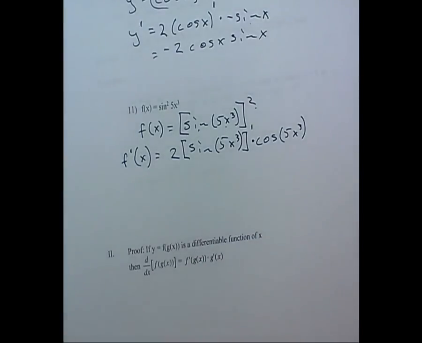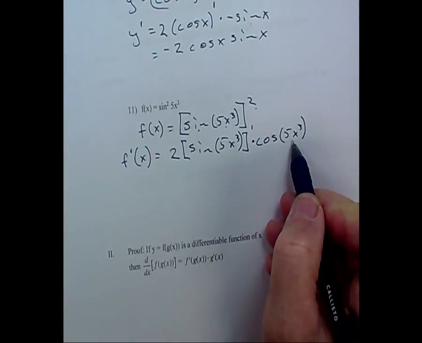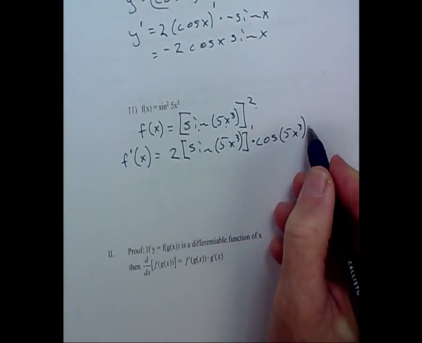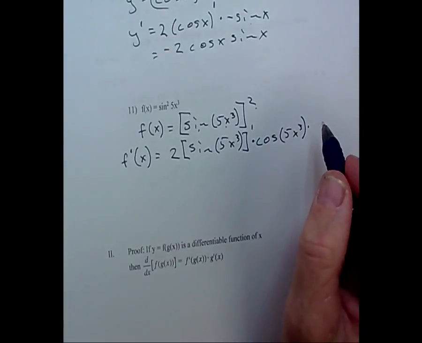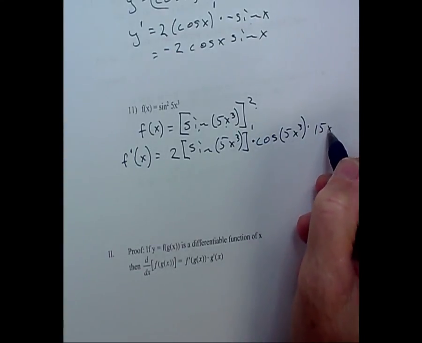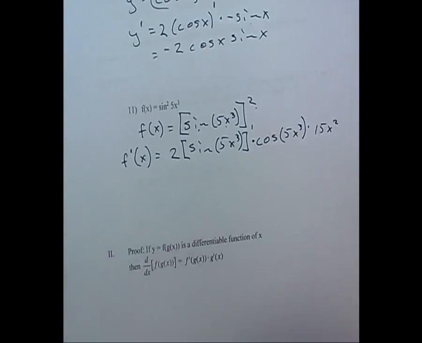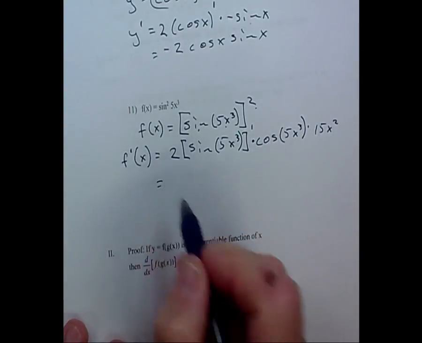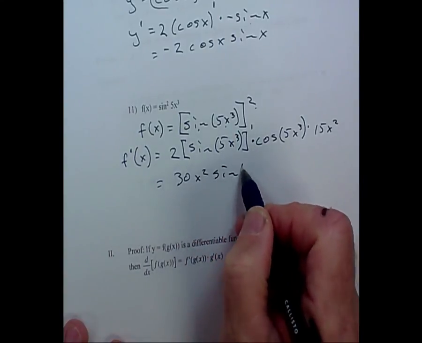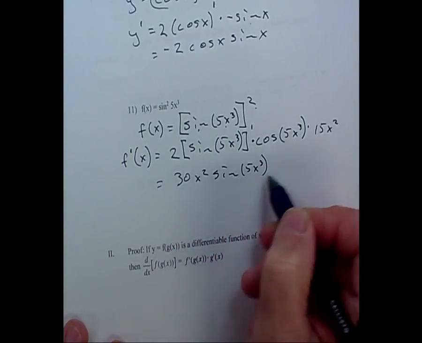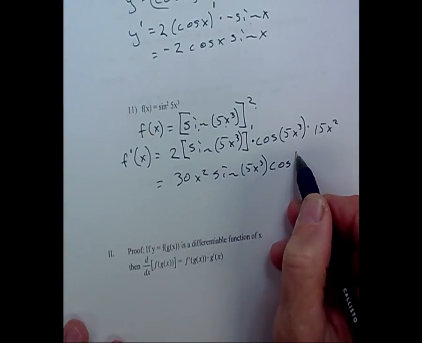Okay, do I have another derivative? Do you? That's a good question. Yes, you do. You got to take the derivative of that thing. Right? It's another function, correct? It's a cubic. So 15x squared. 15x squared. And you're done. Well, now we can combine some stuff, right? And you're going to have 30x squared. And you're going to have the sine of 5x cubed times the cosine of 5x cubed.